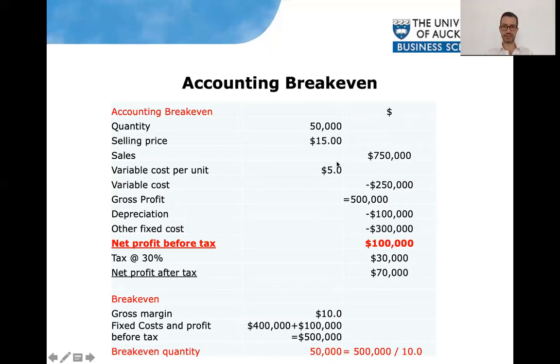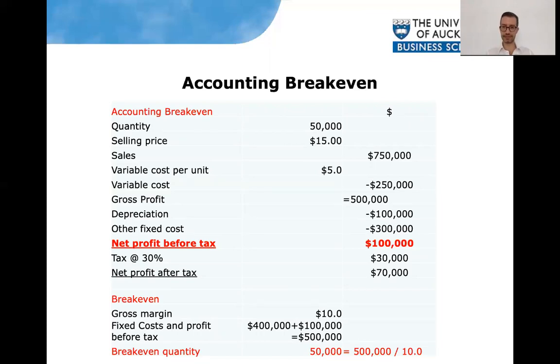So I put 50,000 here. 50,000 times $15 in selling price gives me 750,000 in revenues. 50,000 times 5 is $250,000 in variable cost. The difference between this and this is 500,000. From this, I need to reduce all my fixed costs, which is 100,000 and 300,000. So my profit before tax is 500,000 minus all this, which is 400,000. I get 100,000 profit before tax.